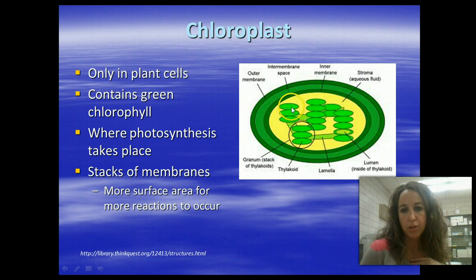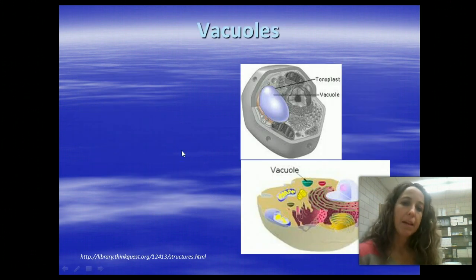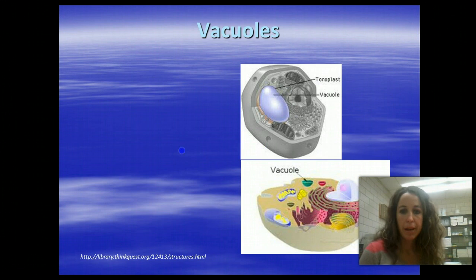And their structure is that it's made up of these stacks of membranes, and again, stacks for more surface area, for more reactions to occur, so therefore we get more glucose. Okay, but they are made up of stacks of membranes instead of the inner membrane like we talked about with the mitochondria. Okay, then the last organelle that we're going to talk about is a vacuole.